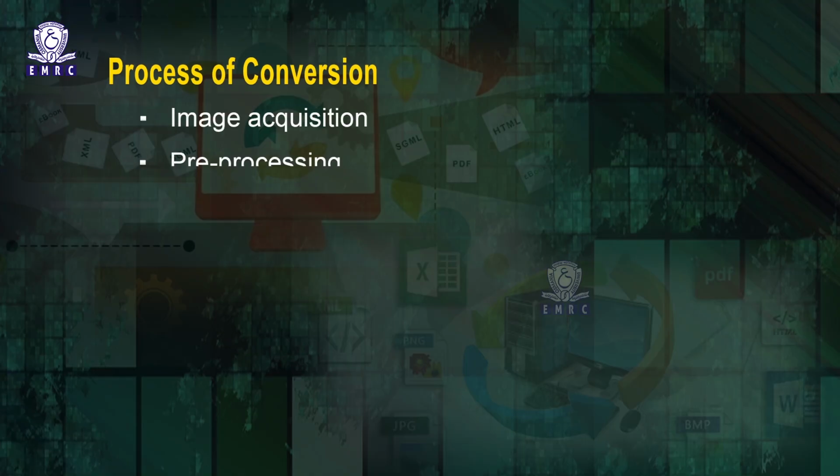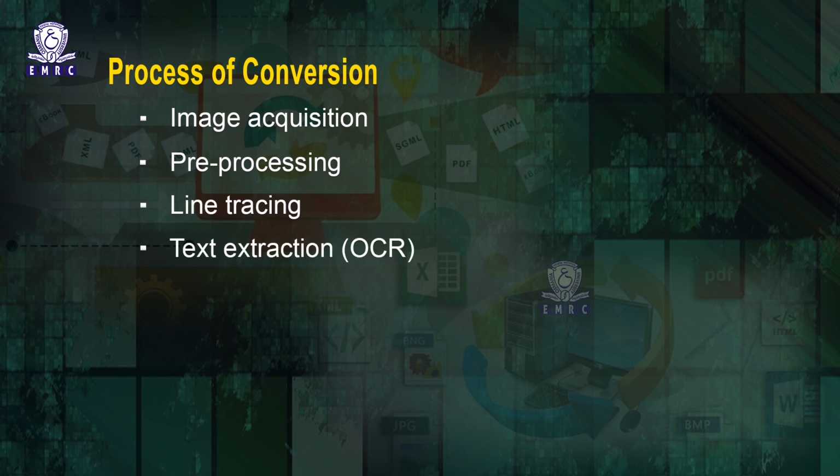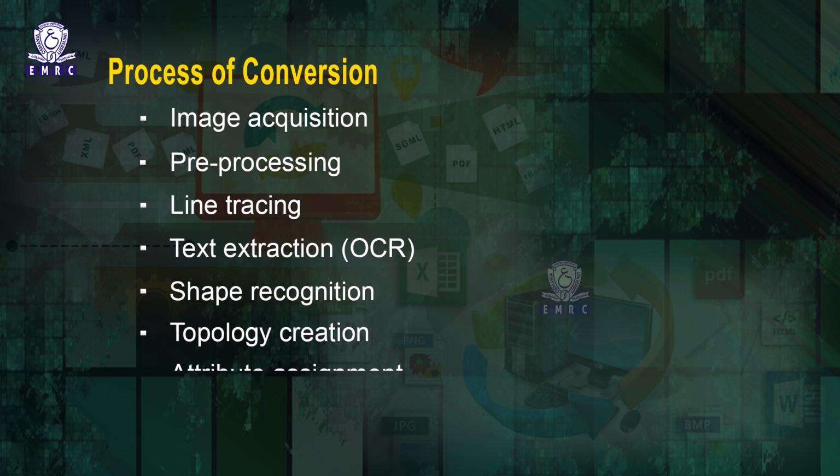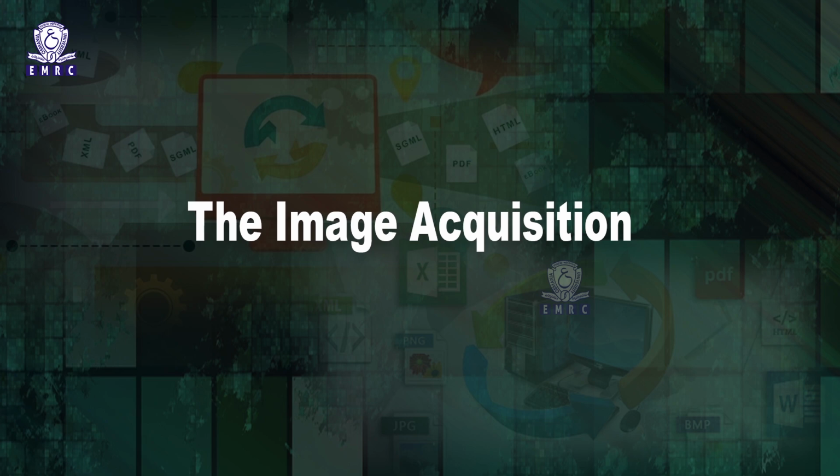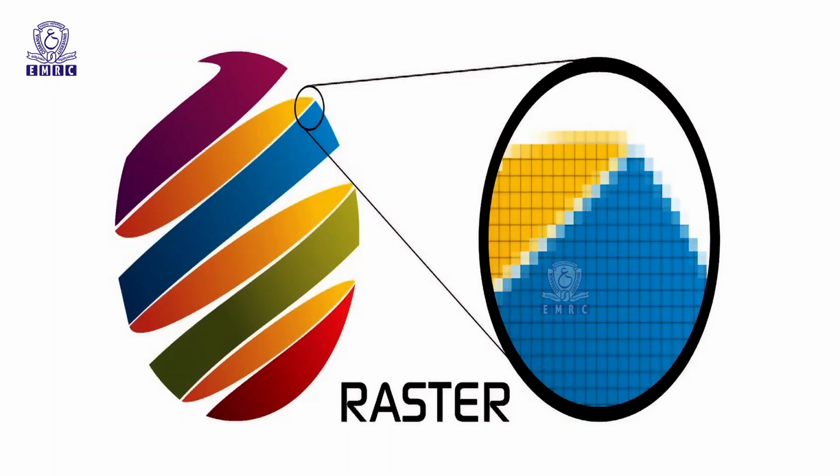Process of conversion. A complete raster to vector conversion process includes image acquisition, pre-processing, line tracing, text extraction, shape recognition, topology creation and attribute assignment. The image acquisition process generates the initial raster image at a certain spatial resolution. The quality and the resolution of the raster image are key factors for the quality and accuracy of the vectorized data. It is always recommended to start with clean and sharp originals and scan at reasonable resolution.